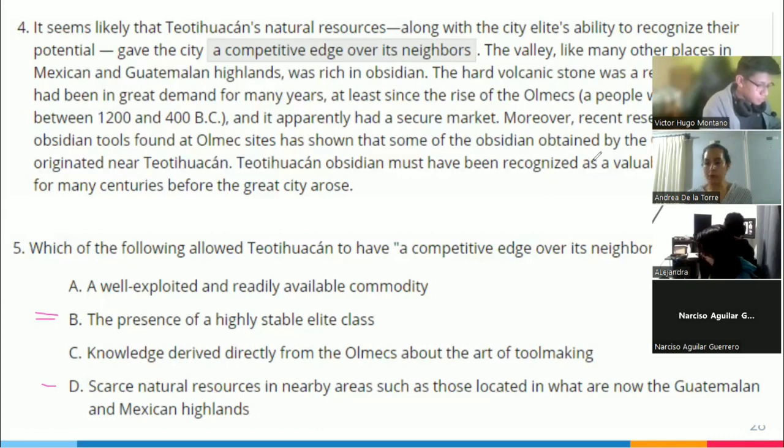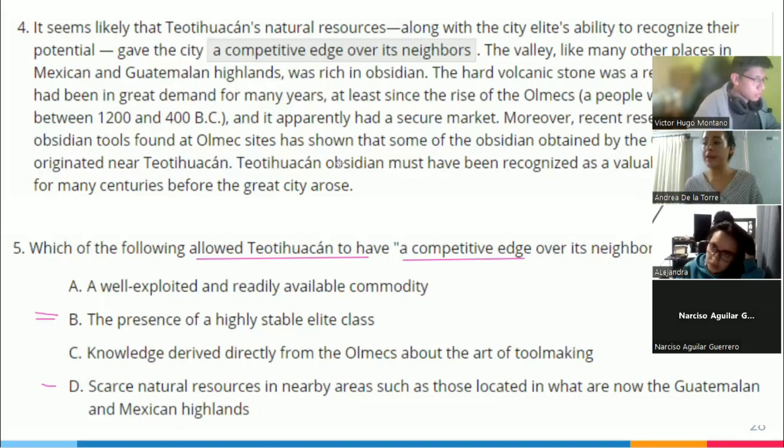Now, what do you do when you have these questions? You read the question first, and you have to identify the keywords, the words that you consider are the most important related to the question. Here, what they are really asking is, what allowed Teotihuacan to have a competitive edge over its neighbors? So the keywords could be allowed Teotihuacan to have a competitive edge. Those are the keywords, because that's what they're asking.